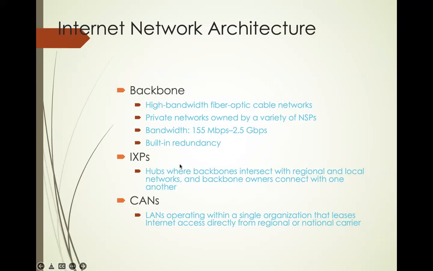The bandwidth of these private networks right now is increasing, not 155 megabits to 2.5 gigabits anymore, it's increasing a lot, and has built-in redundancy. For the IXP, they are hubs where backbones intersect with regional and local networks, and backbone owners connect with one another. While CANs are LANs operating within a single organization that leases internet access directly from a regional or national carrier.